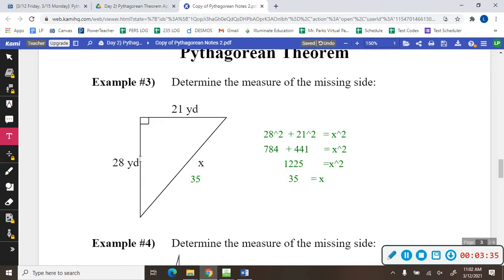Does that make sense? 28 is the biggest number over here. You would expect it to be larger than 28, but not by too much. So 35 makes sense.